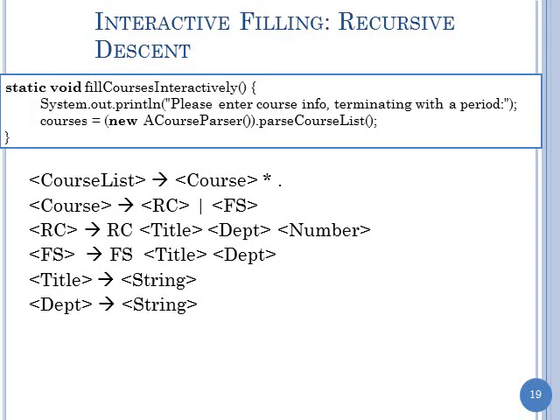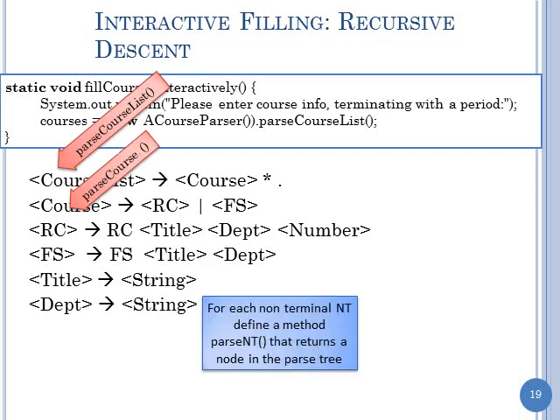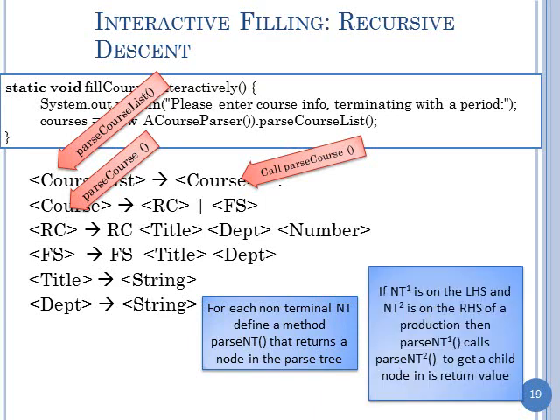And we'll have parse course list, parse course. For each non-terminal NT, define a method, parse NT, that returns a node in the parse tree. Okay? So this calls parse course. And in general, this is a rule that you guys just said: if non-terminal 1 is on the left-hand side and non-terminal 2 is on the right-hand side, then parse non-terminal 1, the method you create, calls parse non-terminal 2, doing some checking before that. Okay? So you've got now a general scheme for parsing.